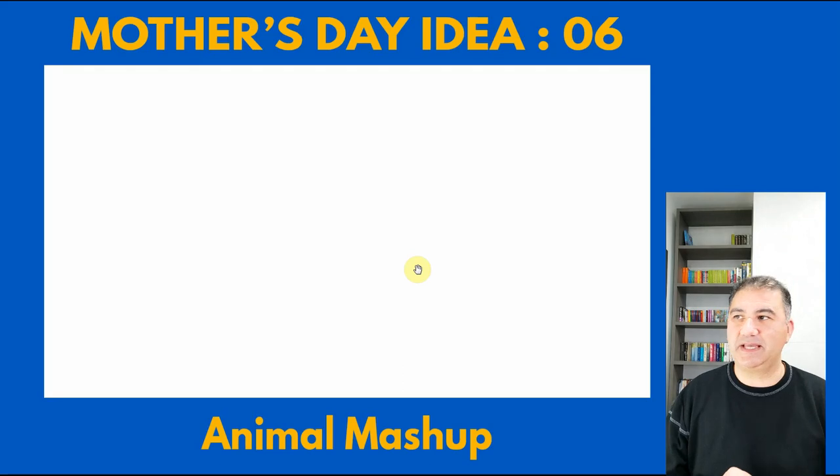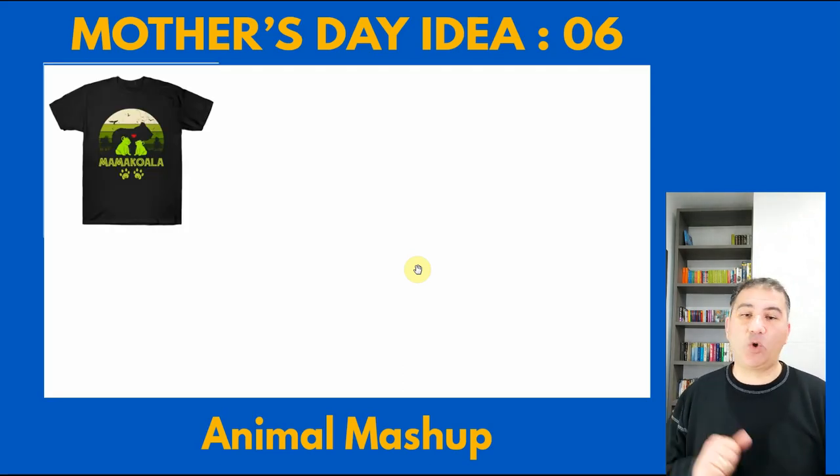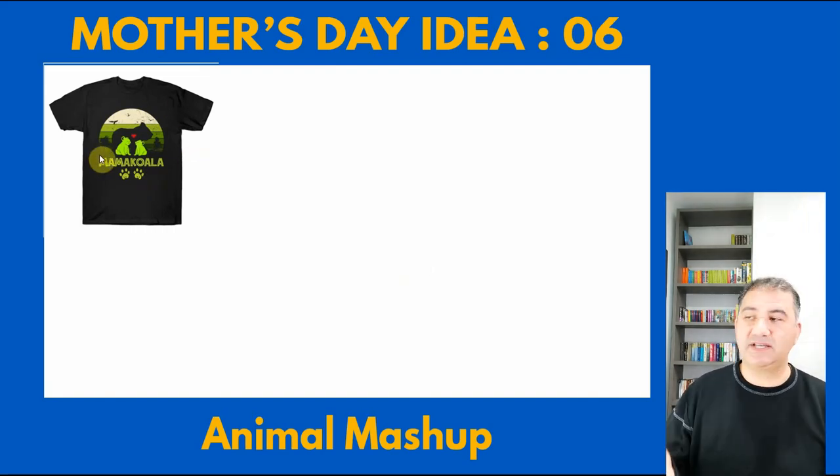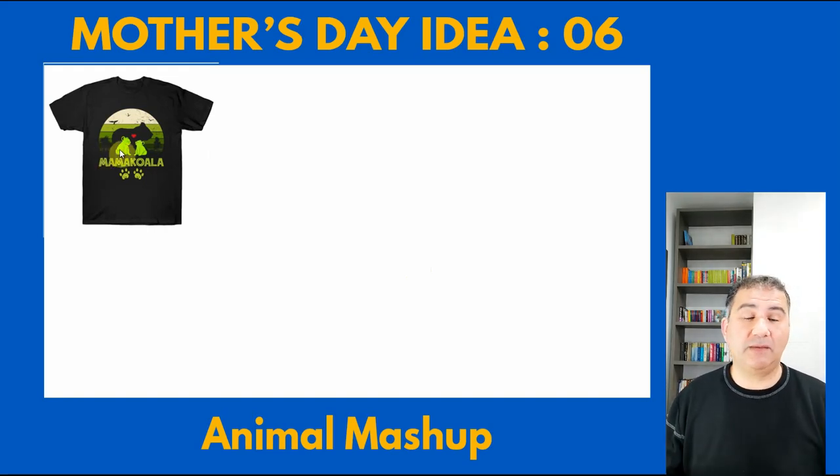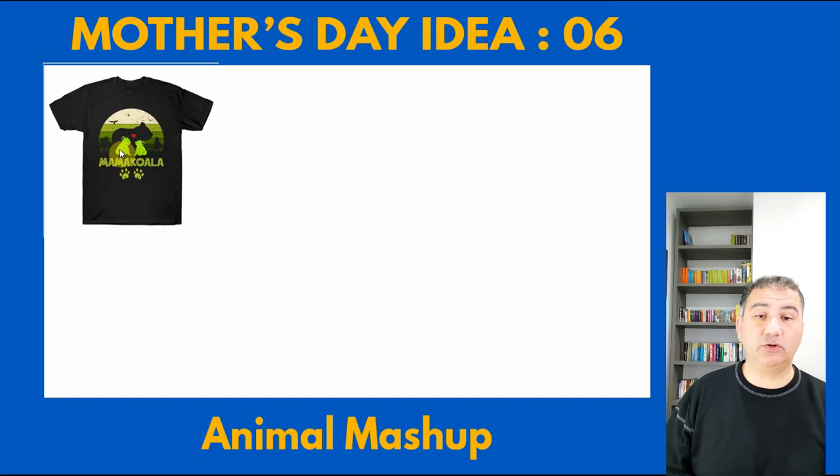Let's take a look at some examples here. So we've got mama koala. Here we're actually integrating and mashing up the word mama with koala. And we've got this nice sunset design. The designer used a green gradient, which is absolutely fine. You could actually mix it up and change it to whatever color gradient that you would like.